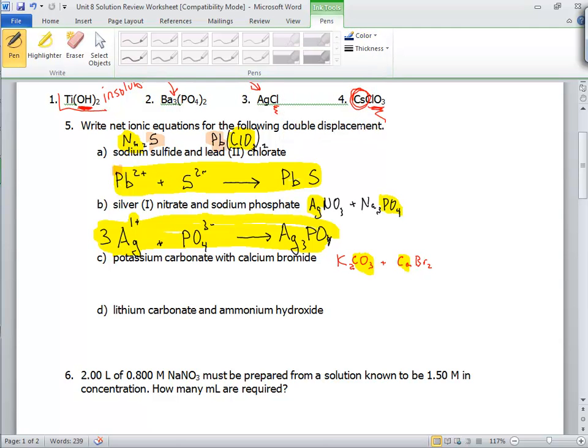We know that calcium, when it combines with carbonate, is going to form a precipitate. Calcium is +1, carbonate is -1. No, calcium is +2, carbonate is -2. So this looks to be balanced and complete, and so this is the net ionic equation.